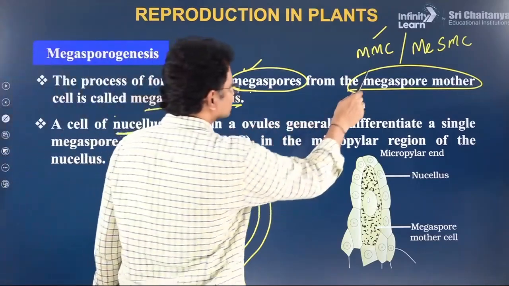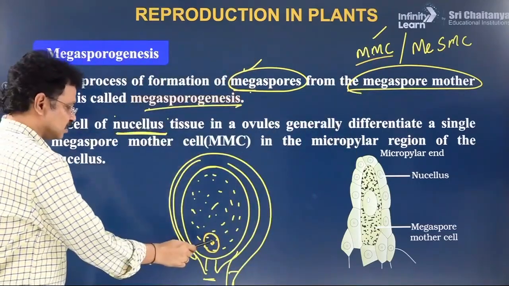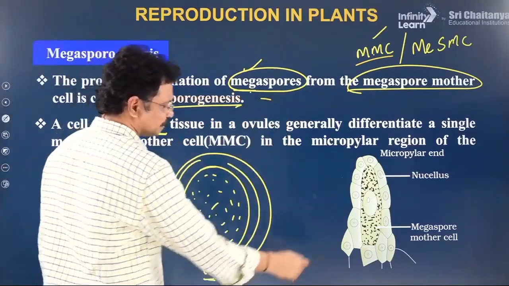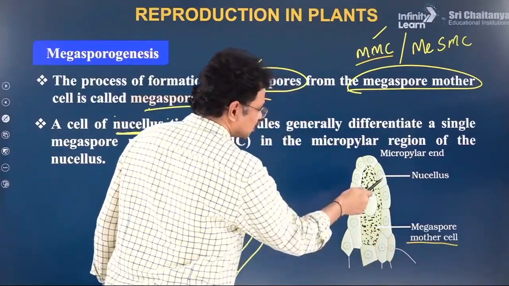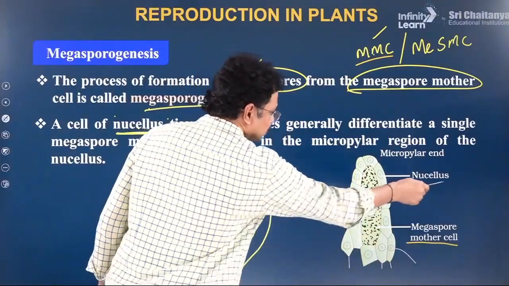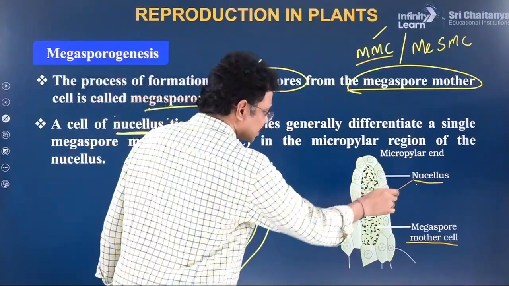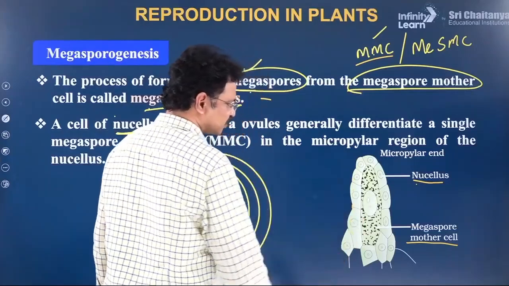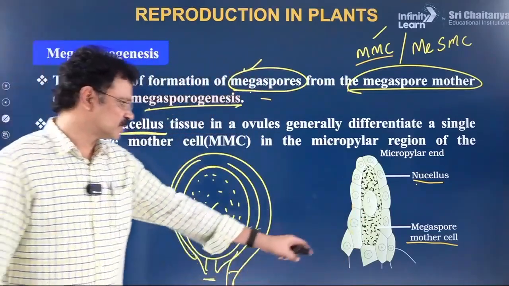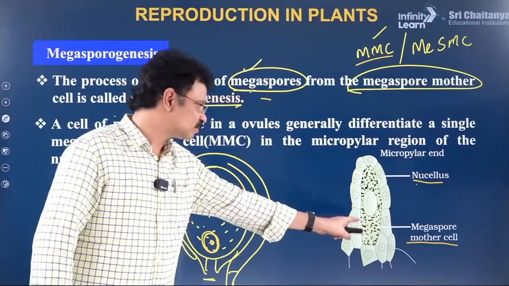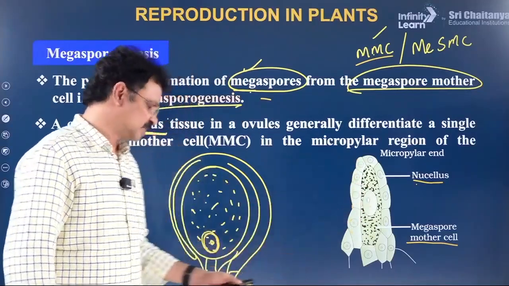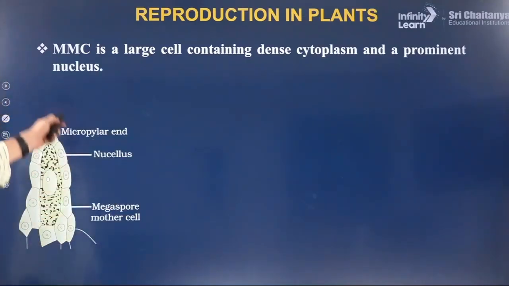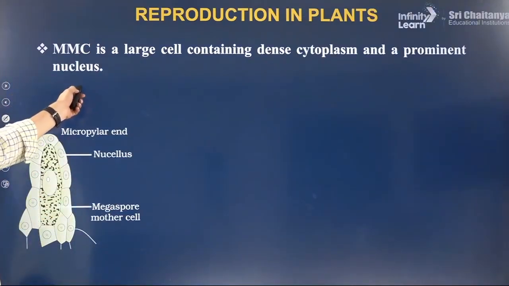What is the full form of MMC? Megaspore mother cell. This megaspore mother cell is the first cell for the development of megaspores. Several lakhs or millions of nucellus cells are there. Among these many nucellus cells, only one cell is modified. It has a dense cytoplasm and a big conspicuous nucleus. MMC is a large cell containing thick cytoplasm and a conspicuous, clearly visible, larger nucleus.